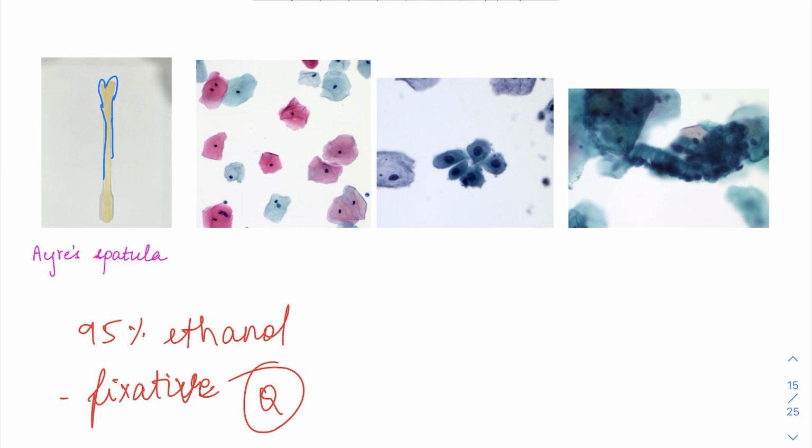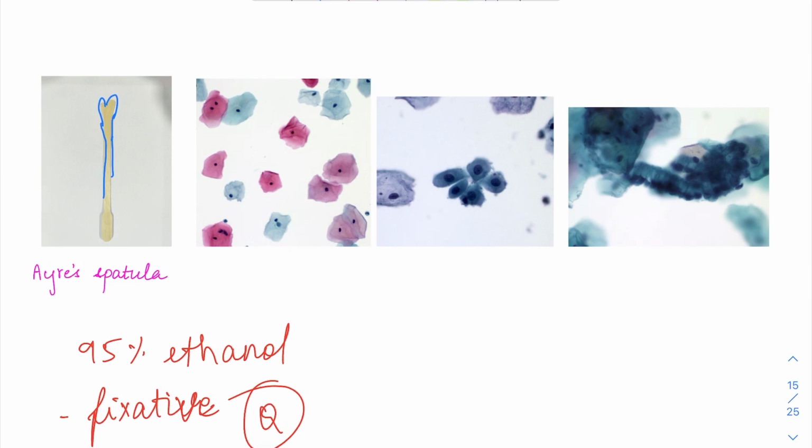Under the normal PAP stain, you will see the squamous cells like this. These cells are pink in color and have a central dot-like nucleus. This is going to be the mature squamous cell, the most mature keratinized squamous cell. Keratin will appear pink in PAP smear. That is why it is appearing pink here.